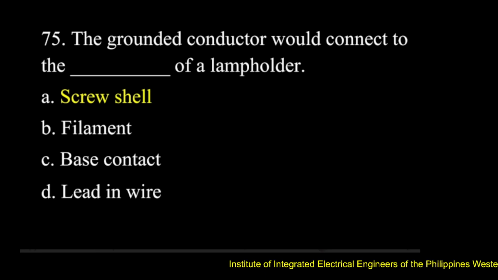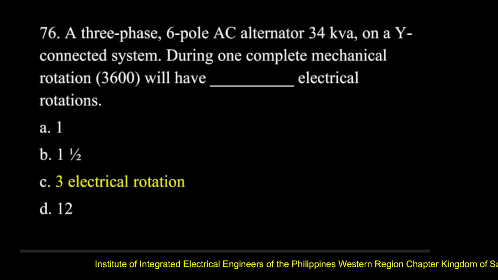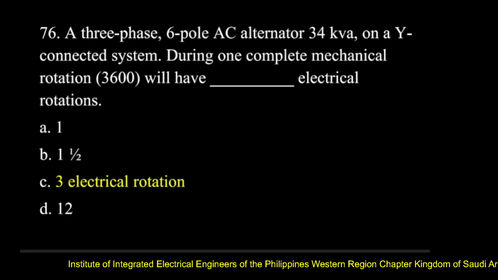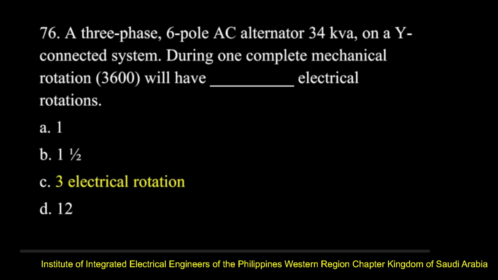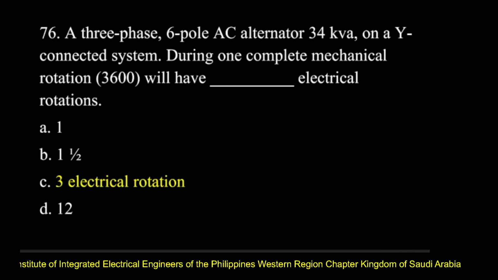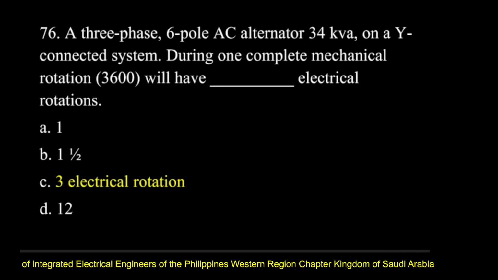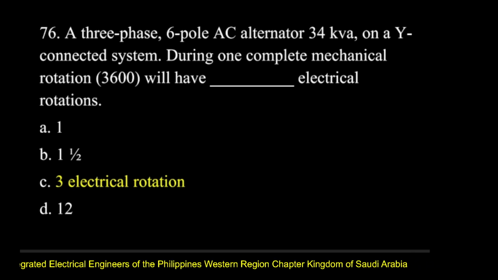The grounded conductor would connect to the blank of a lamp holder. A. Screw shell. B. Filament. C. Base contact. D. Lead and wire. A 3-phase, 6-pole AC alternator 34 kVA on a Y-connected system during one complete mechanical rotation will have blank electrical rotations. A. 1. B. 1/2. C. 3. D. 12.